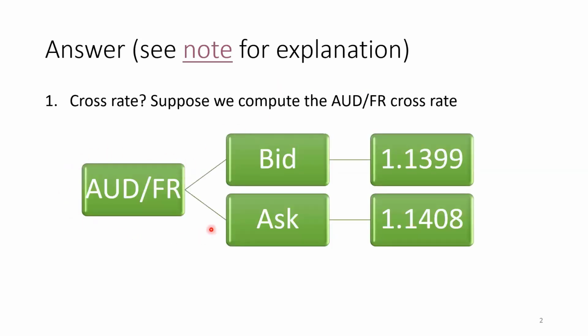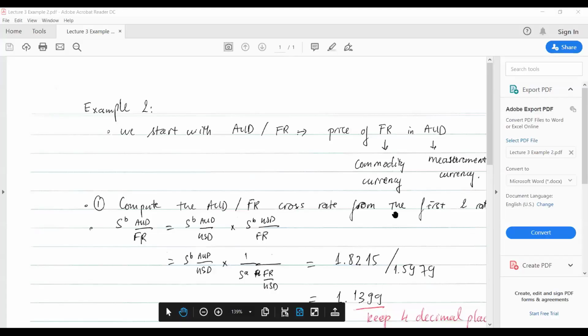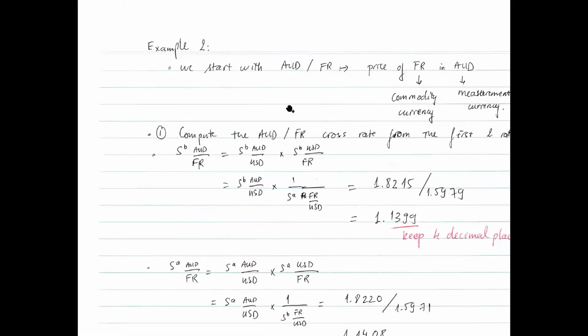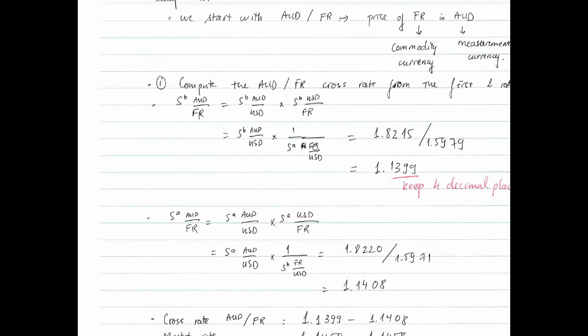Now we have already worked out how to do a cross rate calculation in lecture 2 as well as in the tutorial in week 3. So how do I do that? I'm just going to go to my note and show you now. Okay, so this is my note, and what I have here is the calculation of the bid ask cross rate on the first page.